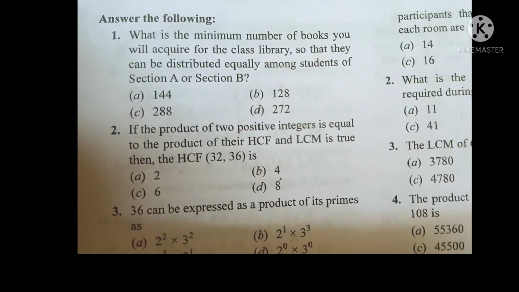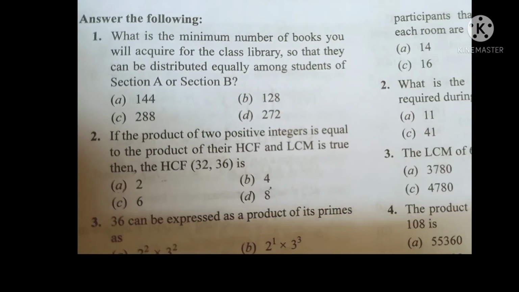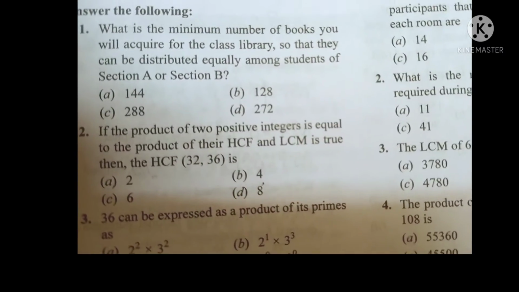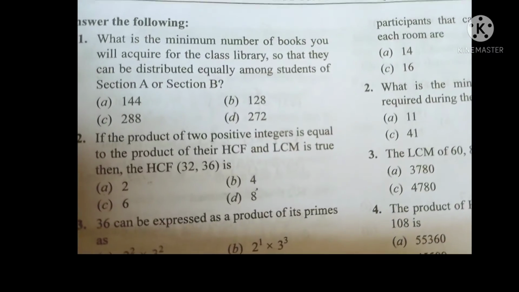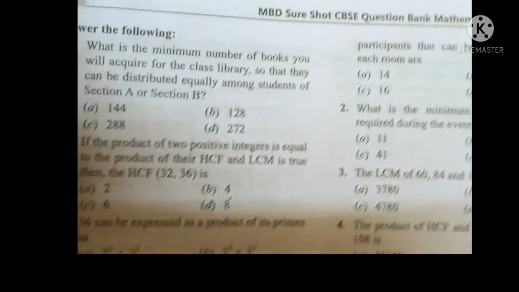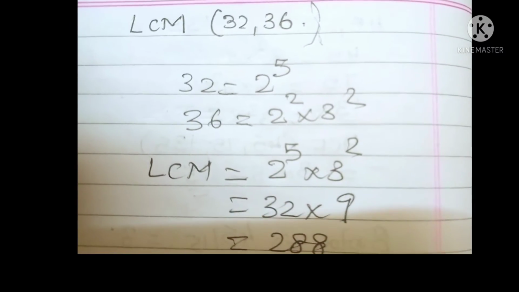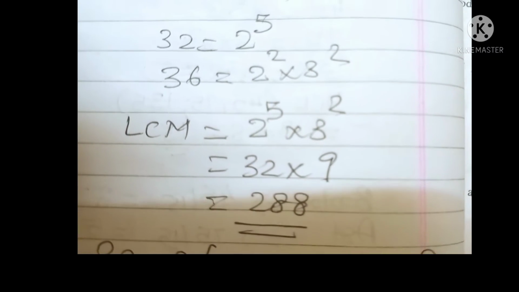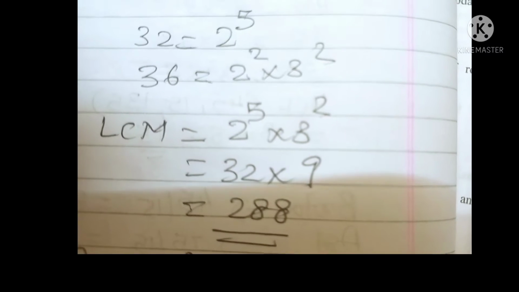Question number 1. What is the minimum number of books you will acquire for the class library so that they can be distributed equally among students of section A or section B? Here, what is the minimum number of books? Here, minimum means least. Here we want to find the LCM of 32 and 36. 32 can be factorized as 2 raised to 5. Then 36 is 2 raised to 2 into 3 square.